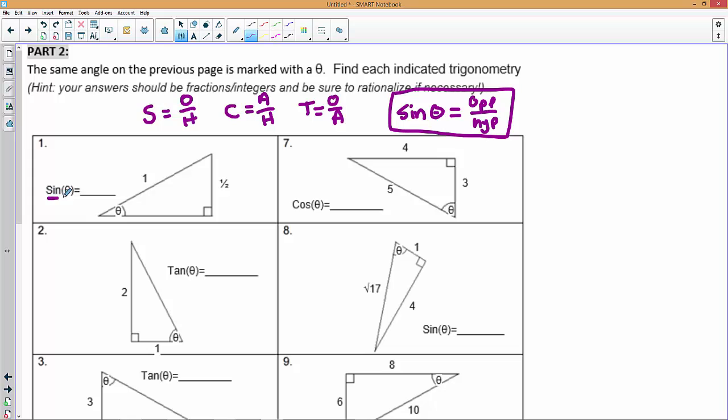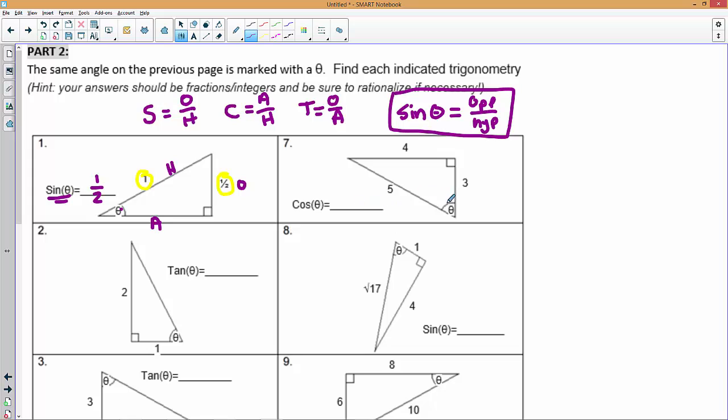Okay, so they're asking us for the sine of theta. Here's theta. So I need the opposite and the hypotenuse. Well, let's label everything like we always do. This is H. Here's the angle here. So this is A, that's the adjacent, and this is the opposite, okay? All right, so they want opposite over hypotenuse. So it's 1/2, that's the opposite length, over the hypotenuse, 1. So anything divided by 1 is itself. So this is just 1/2.